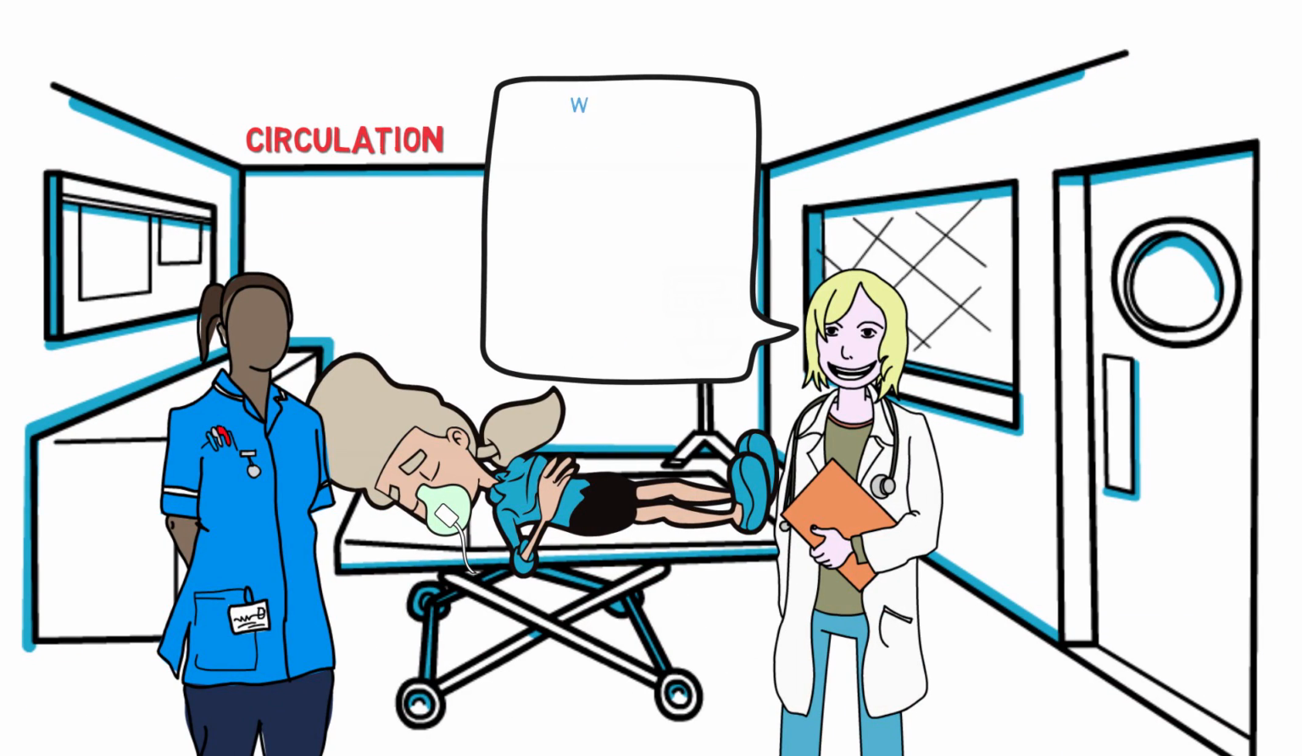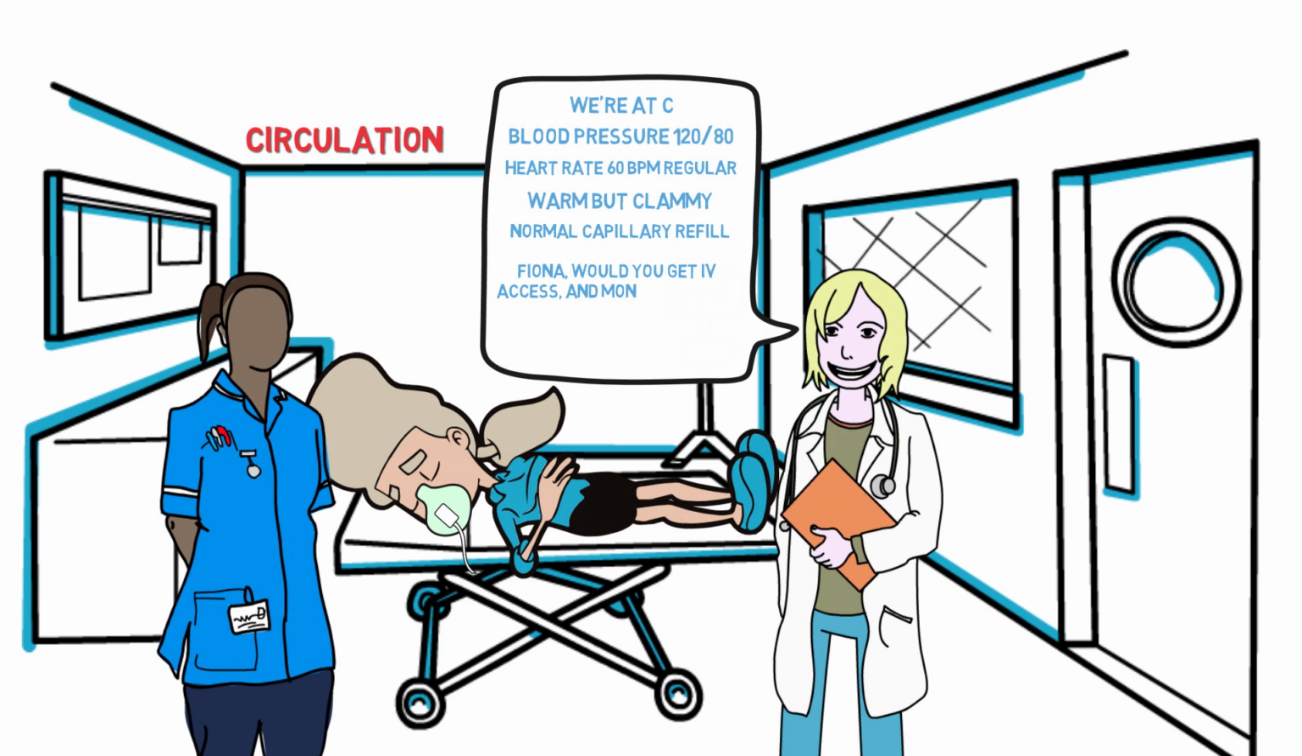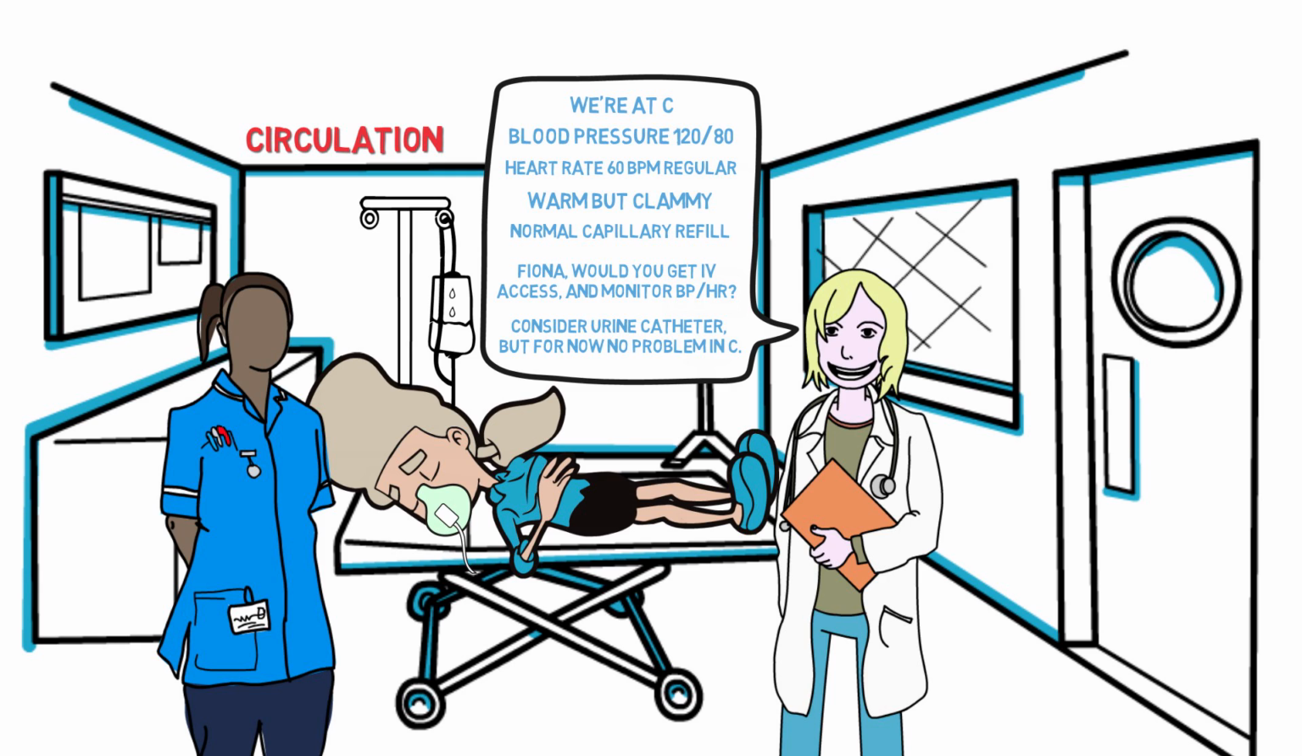Circulation. We've moved on to C. Mrs. Jensen has a blood pressure of 120/80 with a heart rate of 60 per minute, regular in rhythm and force. She feels warm, but a bit clammy. Her capillary refill is normal. Fiona, would you get IV access and monitor blood pressure and a heart rate every few minutes? When we revisit, we may want to place a urinary catheter, but for now, there's no problem in C. In your mind, you go back to A and B. No changes in vitals? Okay.